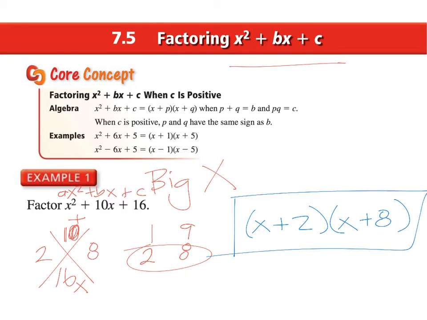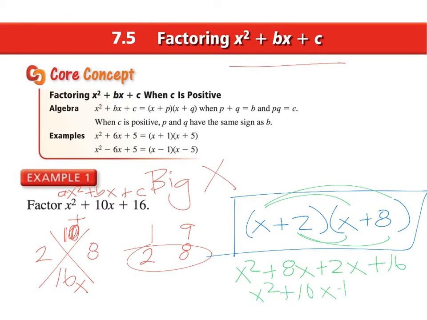Now, the beautiful thing with factoring is you can check your work. You'll know on the test if you did the problem right or not by just foiling and going backwards. So x times x squared, x times 8, 8x, 2 times x, 2x, and 2 times 8, 16. Then I simplify, and I'm back to where I started. So I know I factored the problem correctly. All right, let's do another example.